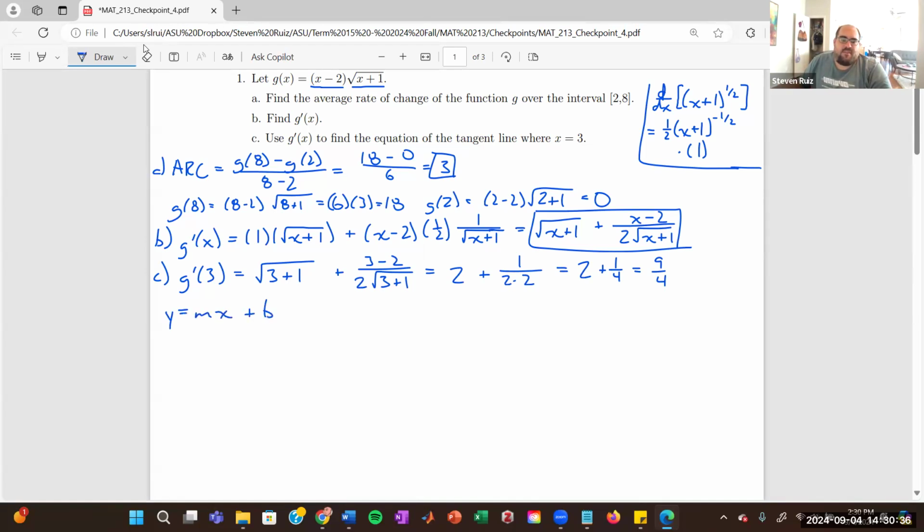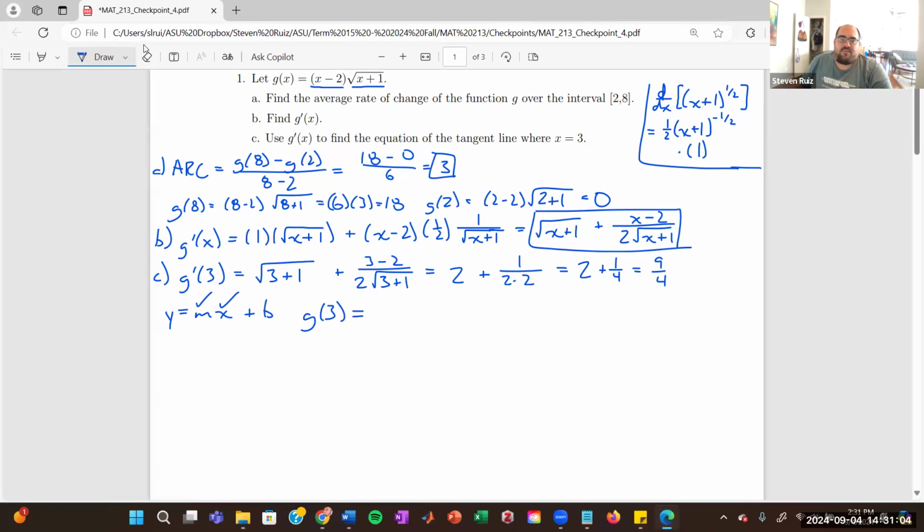So let's take a look: what information do I really need? I need M, which I just found, and I also need B. I can solve for B if I have a value of X and Y that correspond together. I have a value of X, that's 3. Now I need to find the Y that goes with it, so I'm going to find the value of the original function G when I plug in 3 for X.